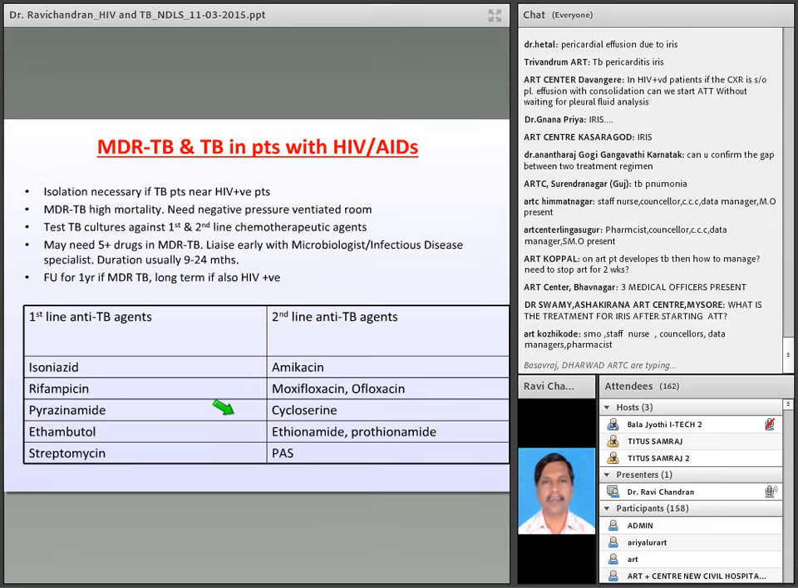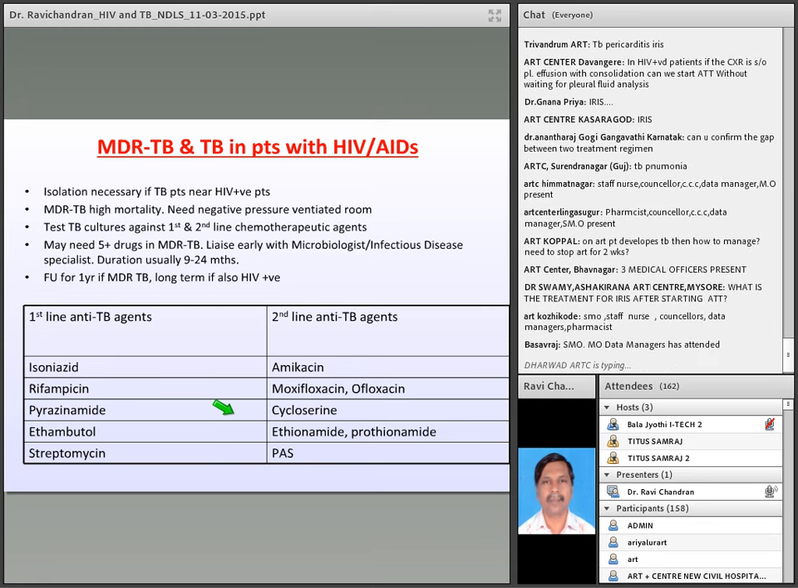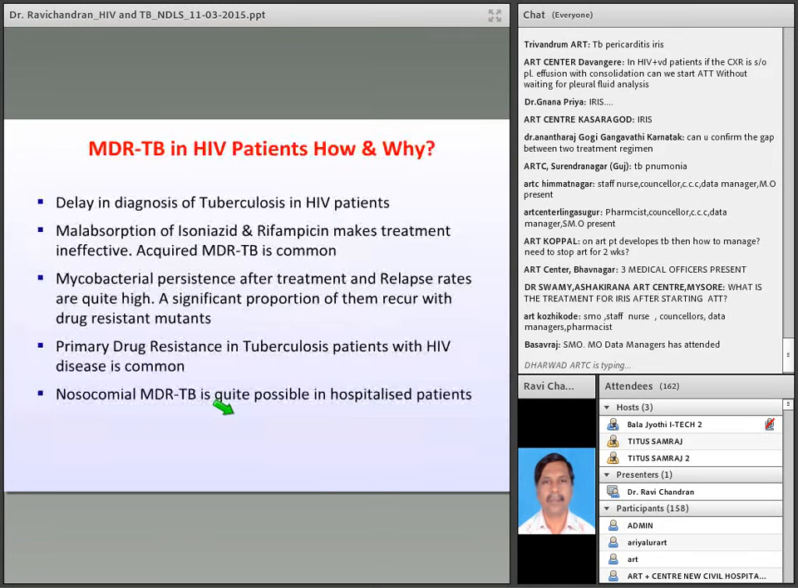The drug resistant patients with MDR TB may be started on the second line anti-TB agents like amikacin, moxifloxacin, cycloserine, ethionamide or prothionamide, or PAS. Why is MDR more common in patients with HIV?